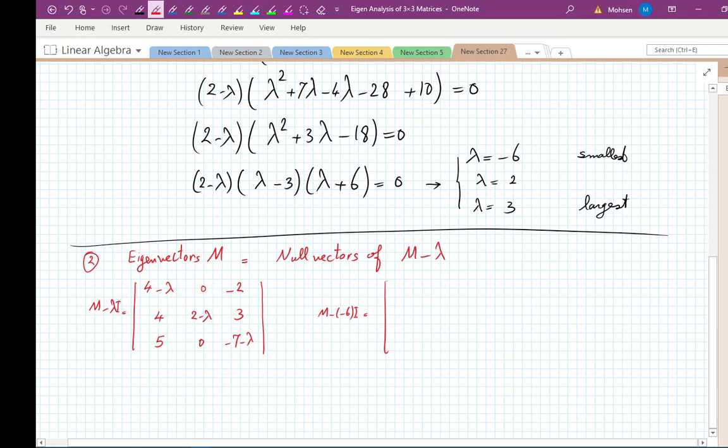Lambda is minus 6. Be very careful in that subtraction. So 4 minus 6 is going to be 10. 0, minus 2, these are staying. 2 minus 6 is 8. 3, 5, 0, and minus 7 plus 6 is minus 1.